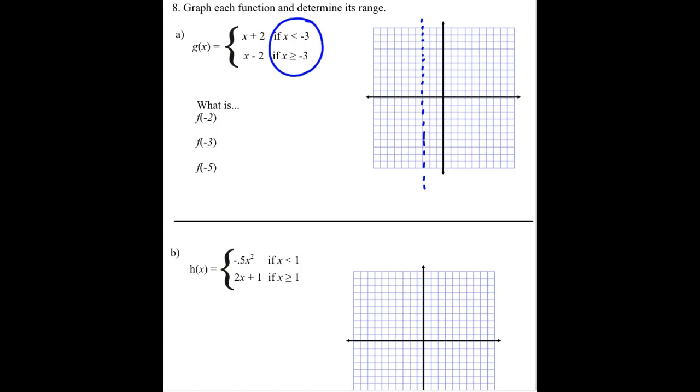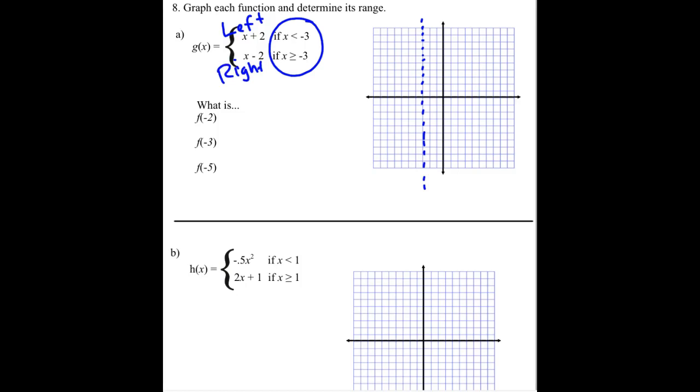The top equation that says g of x equals x plus 2, which side of that dotted line does that apply to? We want that when x's are less than -3, which would be on which side? On the left. So we're going to graph this one on the left and this one on the right.